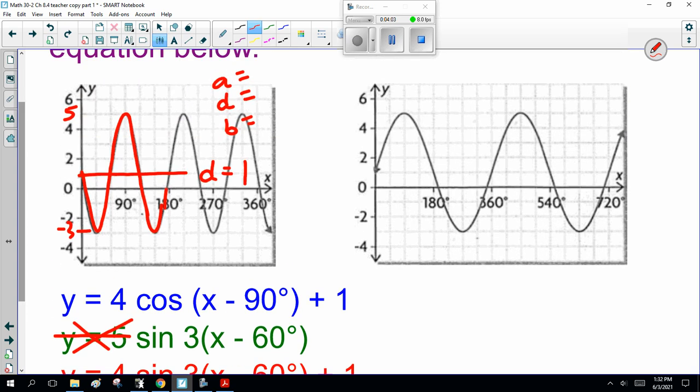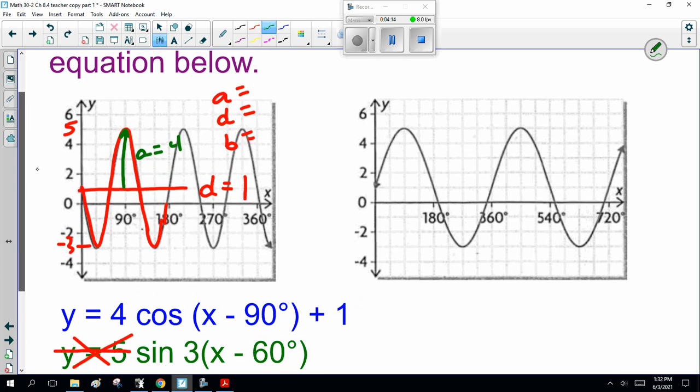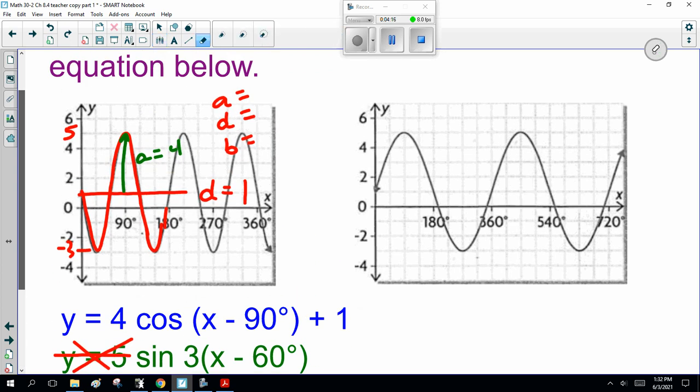So let's start. And what is my A value? From 1, A equals 4. Now let's look at the B value. What's the period of this graph?